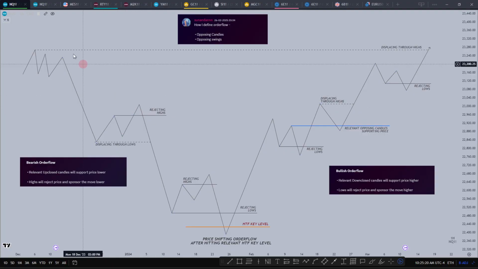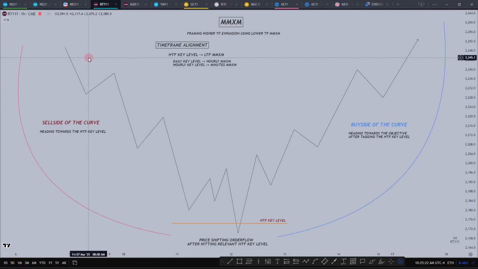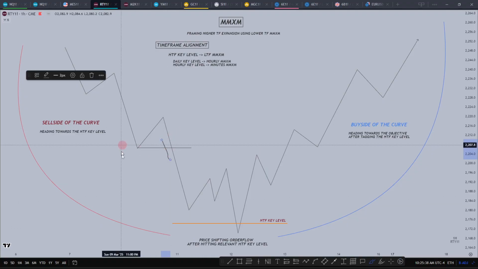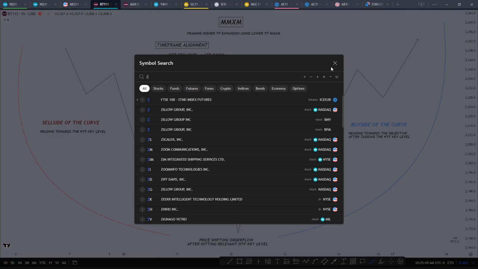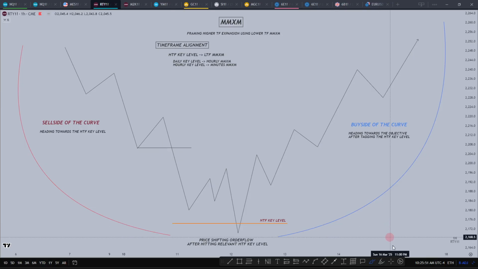Now, as I said, in the sell side of the curve when bullish, this is heading towards the high time frame key level. So you don't try to pick any low. You never try to pick a reversal. Why? Price has broken through this low. You don't predict that this low will reject. You don't know which low will reject. Let price reject a low first.